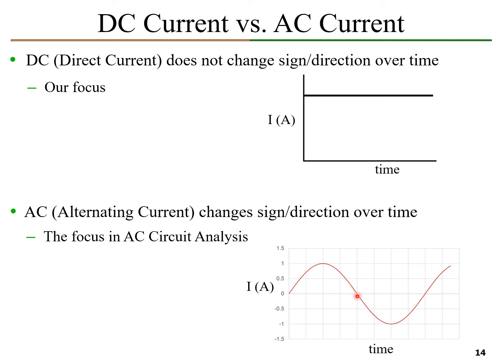But at this instant, the current goes to zero, and now the current reverses direction and starts going to the left. Or we can say that it's negative. At this point, the maximum amount of negative current is flowing, or I could say the maximum amount of current is flowing to the left. Then if we get back to this point here, the current goes back positive. This is alternating current. It's alternately changing direction or signs. But that's the focus of AC current analysis.